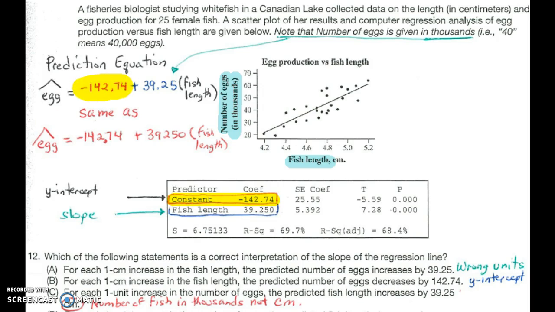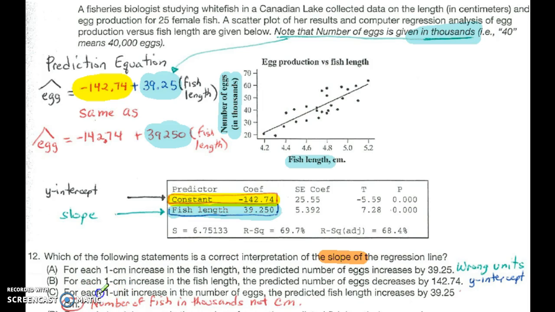So here it is. And my slope would be the fish length. So here's my slope. I could write this in two ways. The first way I wrote it, I make sure I know that's in thousands. And if I don't write in thousands, then I can go ahead and write it that way. Either way is correct.